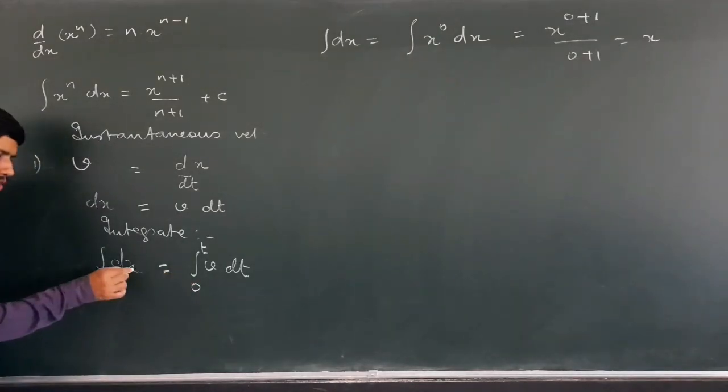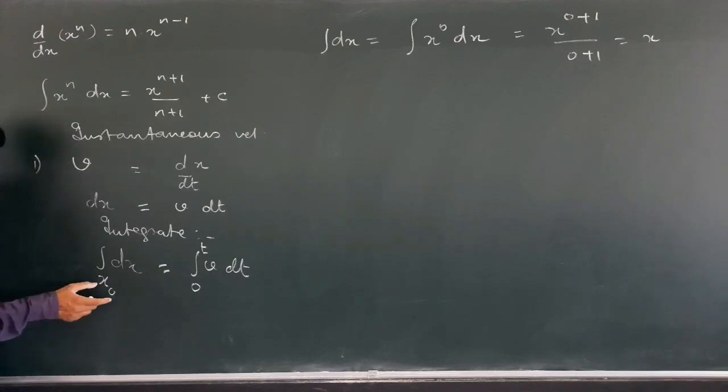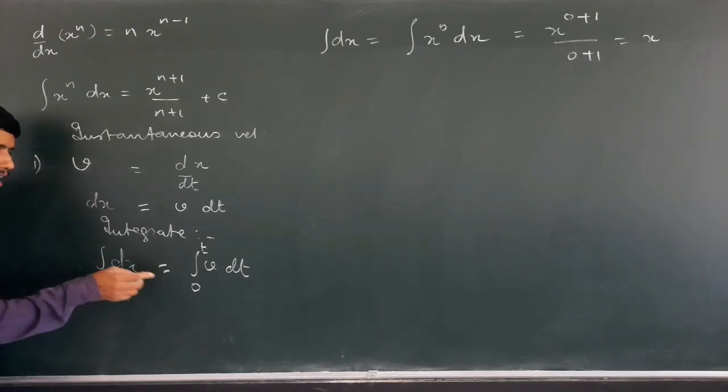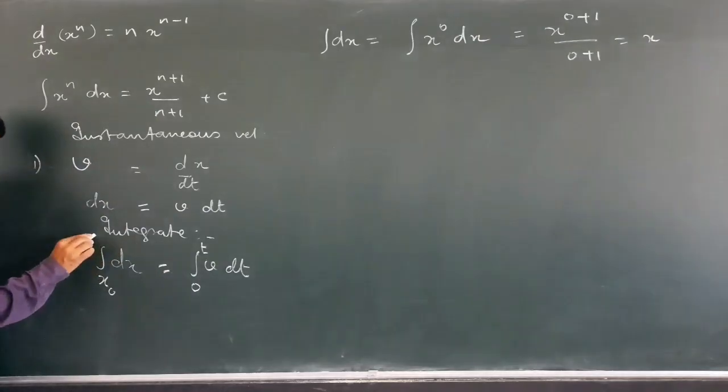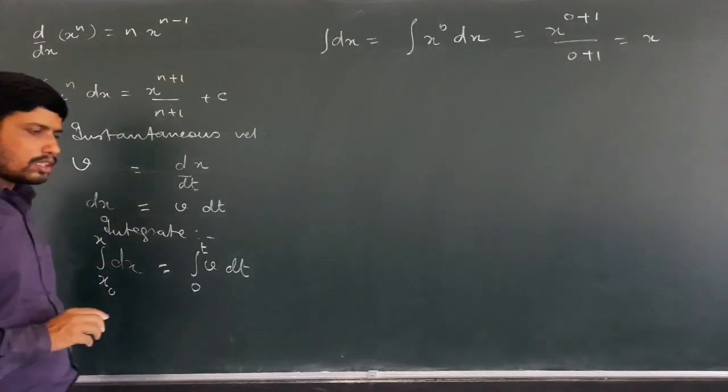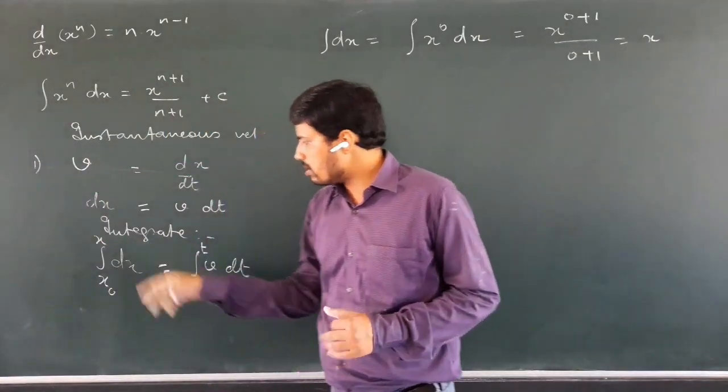When time was 0, the position, I can write it as x naught. So I can call x naught the initial position. And at time t, the position changes to x. Let me make you understand these symbols.